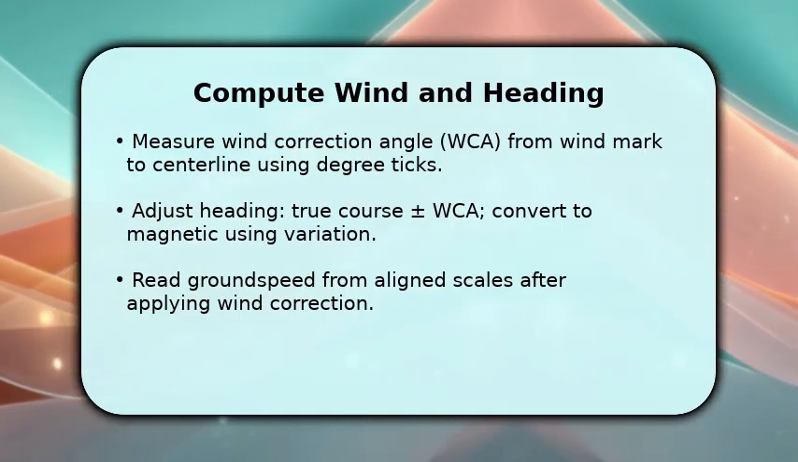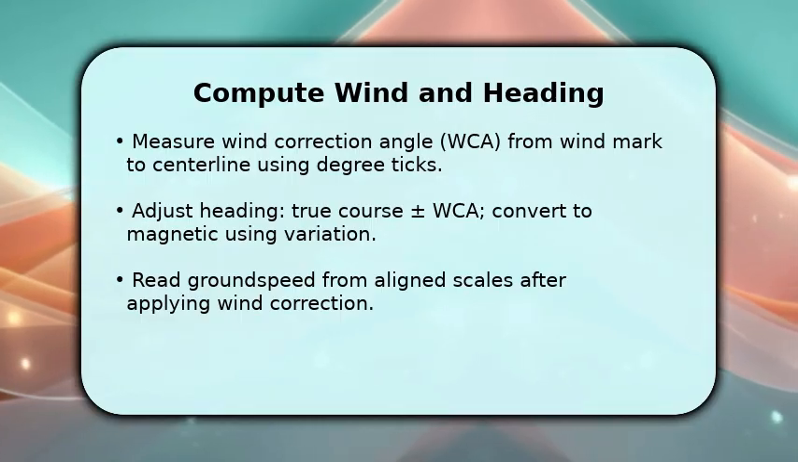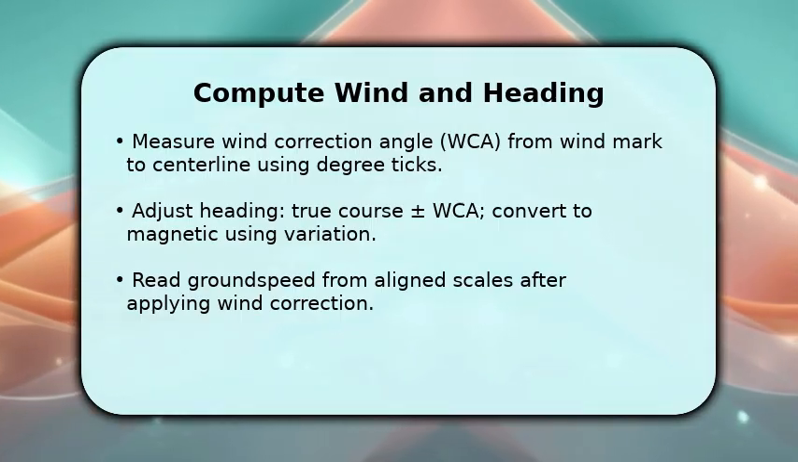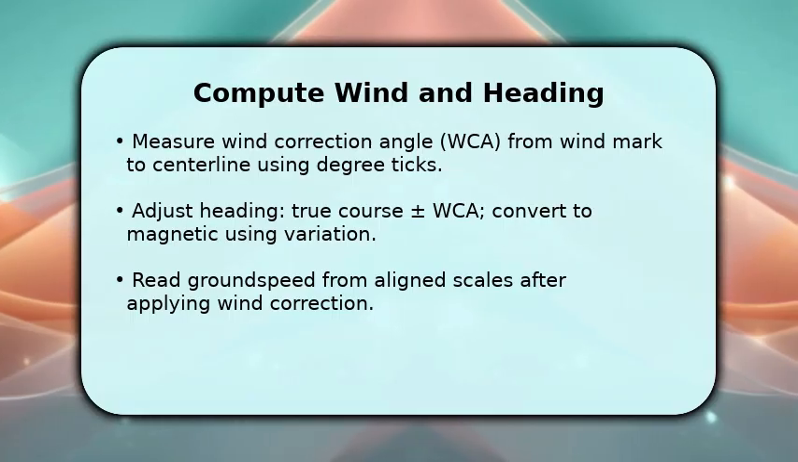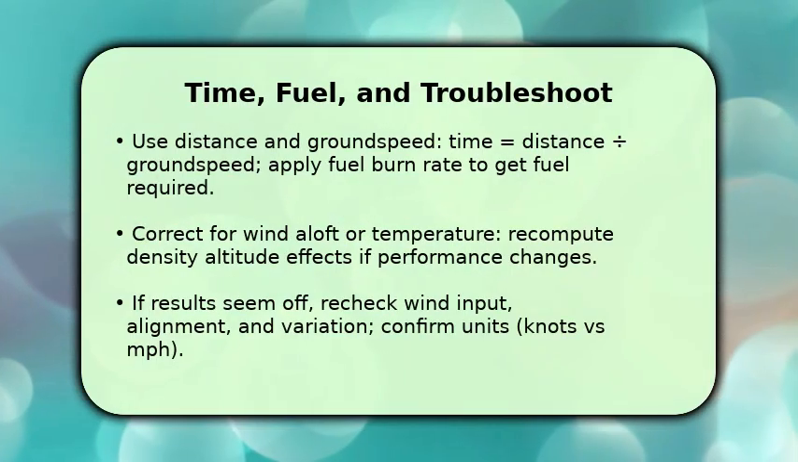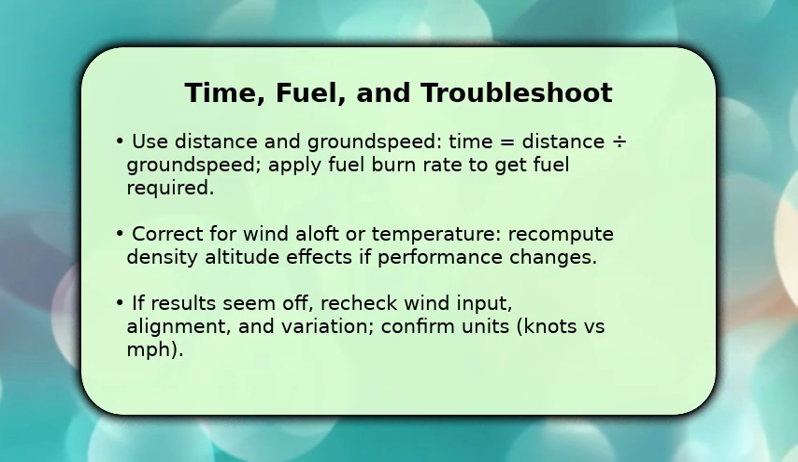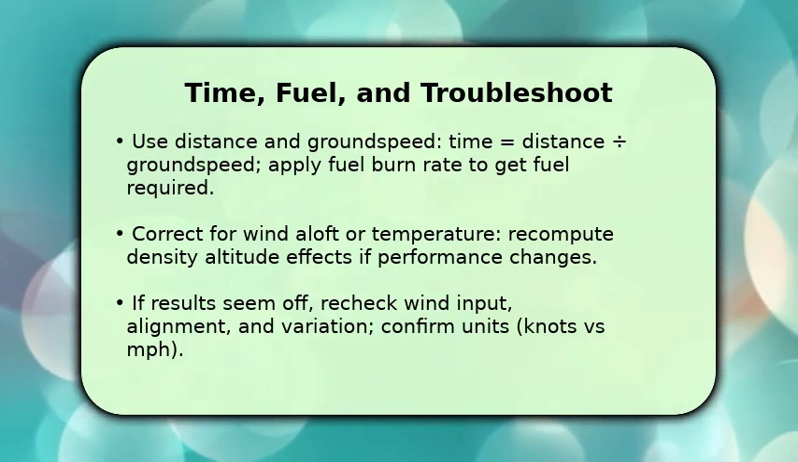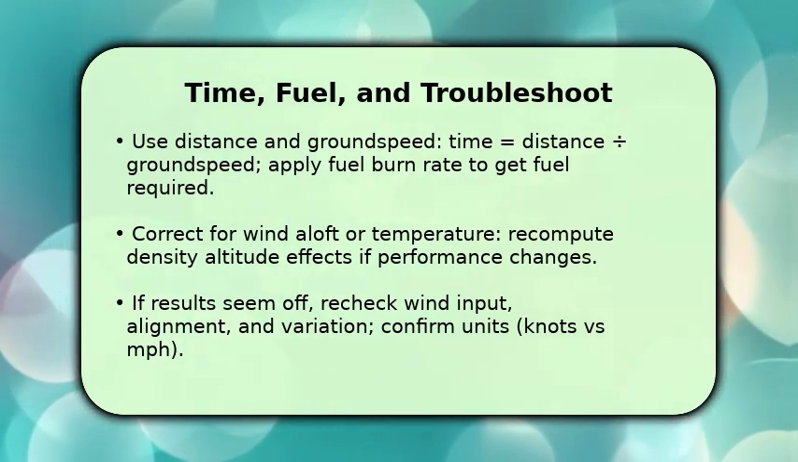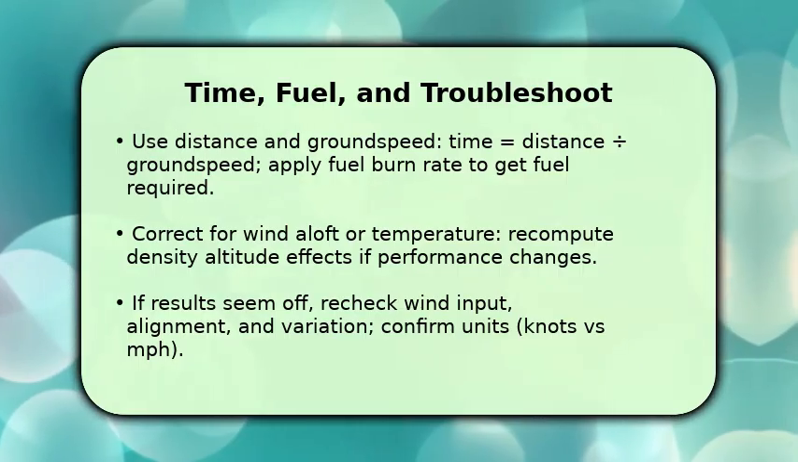This sequence tells you how and why your heading differs from course and yields accurate ground speed for time and fuel calculations. Finish by calculating en route time and fuel. Divide leg distance by your ground speed to get minutes. Multiply by fuel flow to obtain fuel required and add reserves.